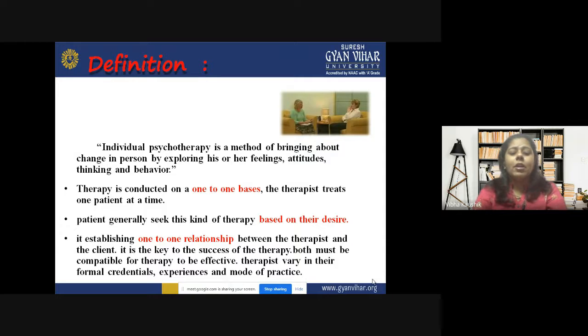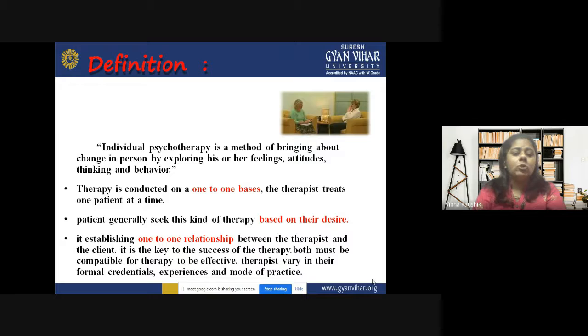Therapy is conducted on a one-to-one basis where only a therapist and the client will be there. The therapist treats one patient at a time. Patients generally seek this kind of therapy based on their desire. If the patient desires individual psychotherapy, then only that kind of therapy will be given to that individual.